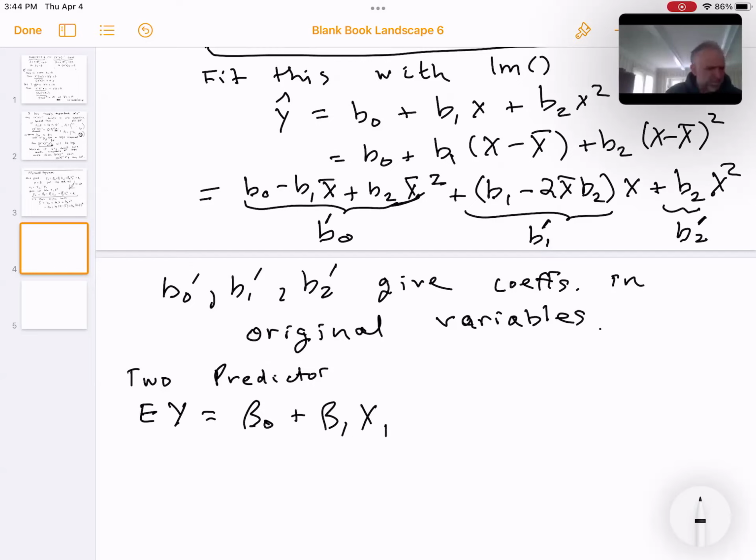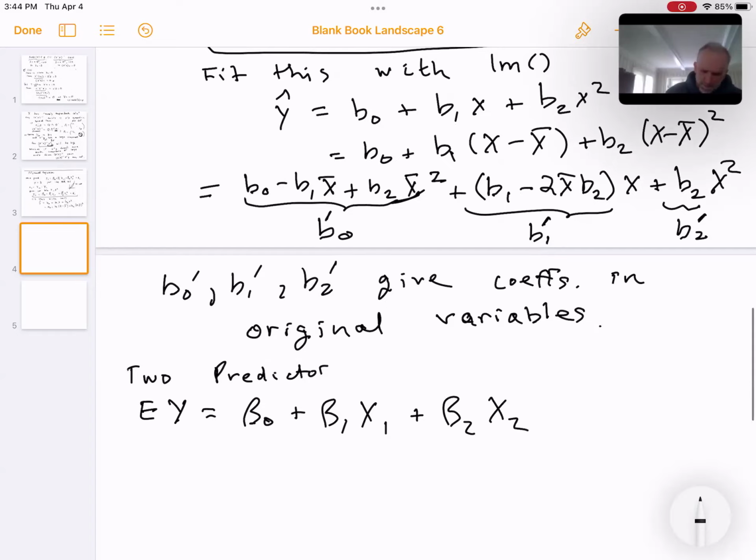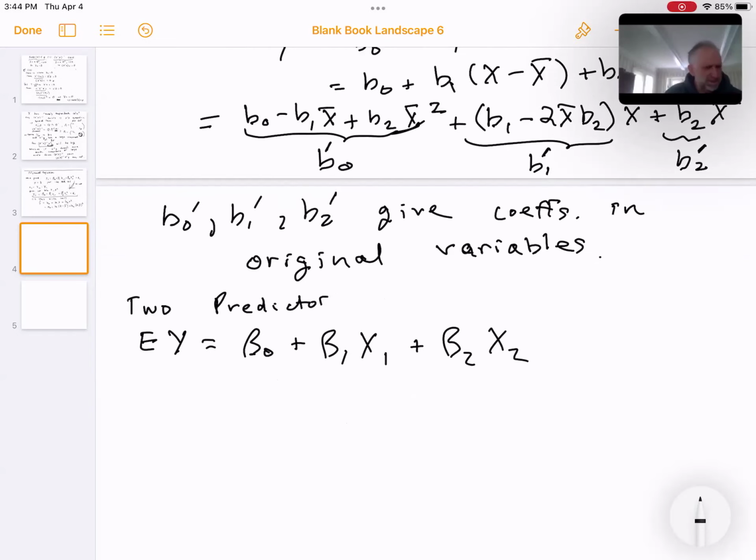Beta 1, x1, beta 2, x2. Oh, one thing is the book and other places sometimes go to this double notation too. So we'll do it this way. And then plus beta 1,1, x1 squared. I can think of the 1,1 because it's x1 times x1, plus beta 2,2, x2 squared, and then plus the other quadratic term. Don't forget, there's another one, which is both of them. Beta 1,2, x1 times x2.